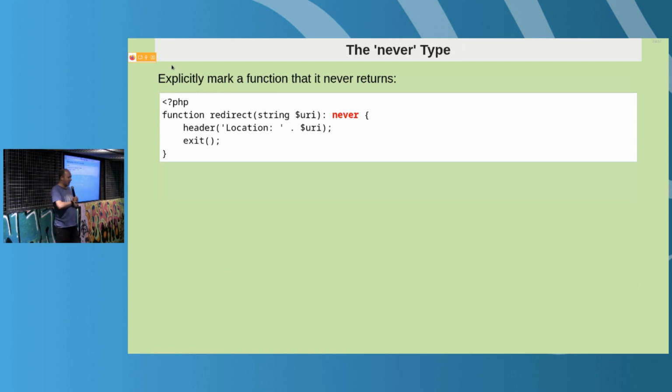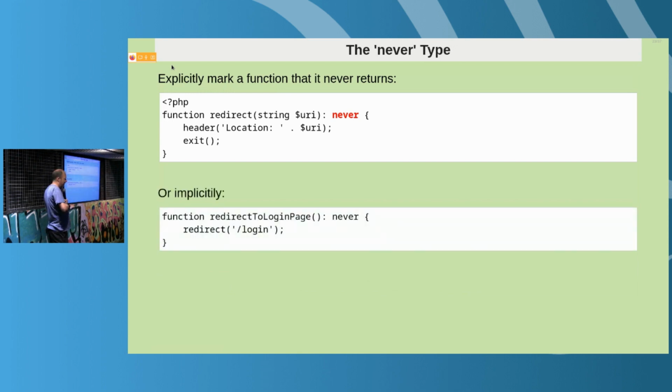Oh yeah, we got some other fun types. We got the never return type. And the never return type basically says this function must not return ever. So it should never get to the end of the function, which you get by calling exit or running die. Is this useful? I don't know.